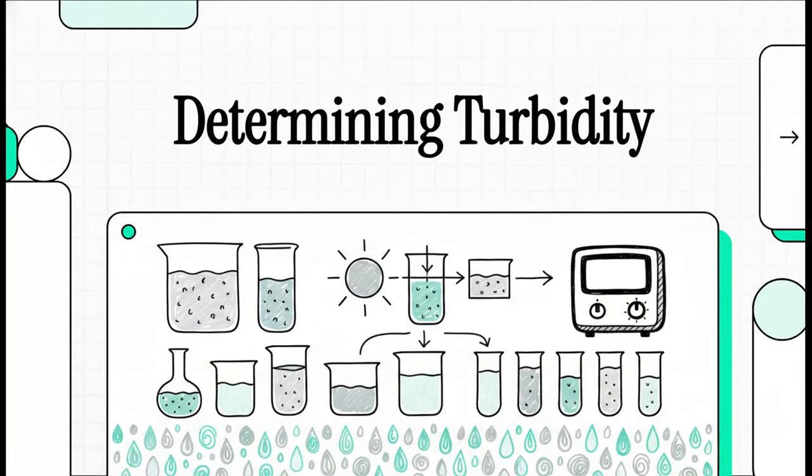Alright, so just because water looks clear doesn't mean it's safe. But if it's cloudy, yeah, that is almost always a massive red flag. Welcome to this explainer. Today we're actually stepping right into the environmental lab. We're going to master a totally foundational civil engineering test, determining the exact turbidity of a water sample.